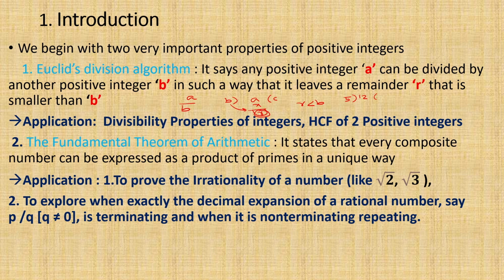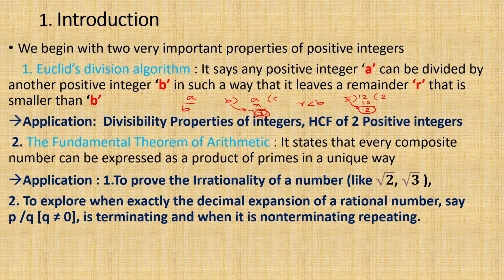Now we are dividing with 5. So 5 2s are 10, so we will get the remainder 2 and quotient 2. So we divide 12 by 5, we will get the remainder 2. This remainder is smaller than 5. Understood, no? This 2 is smaller than 5.